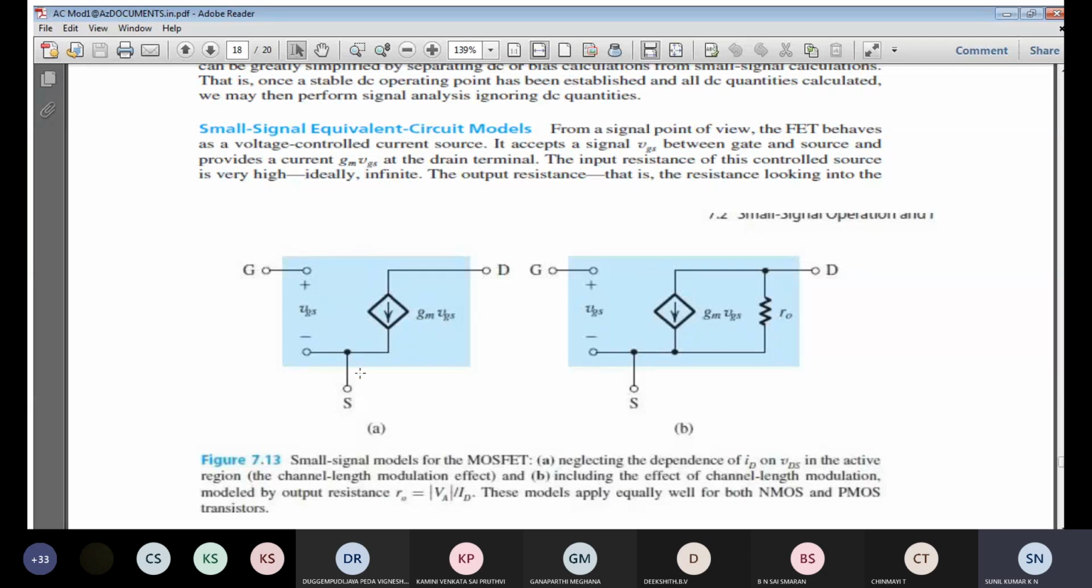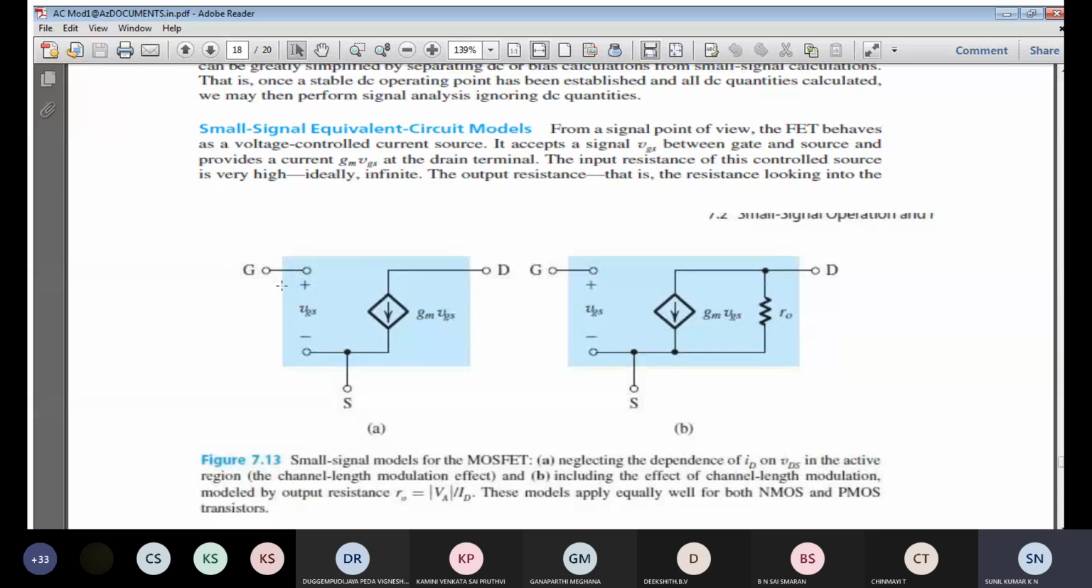Gate, source as well as drain. The source is common between the input side as well as the output side, so we write the source at the bottom, the gate at the left side, and the drain on the right side. Since there is no resistance, the gate current is zero. That means the current flowing between gate and source is zero, so we can say that the input side of the common source amplifier has infinite input impedance.